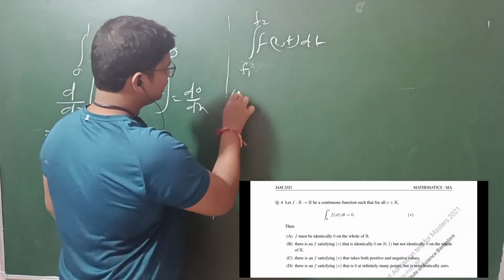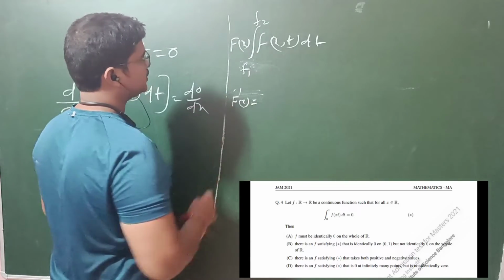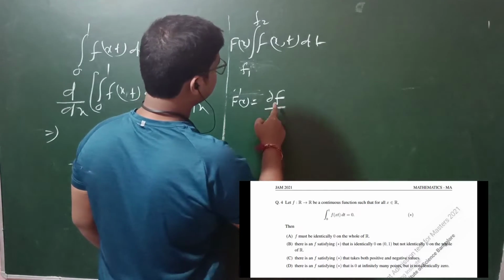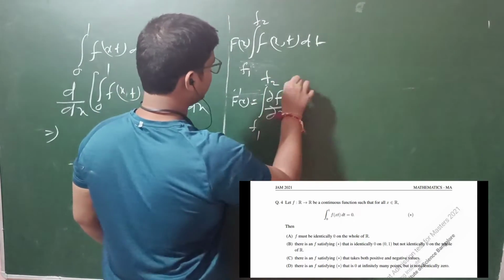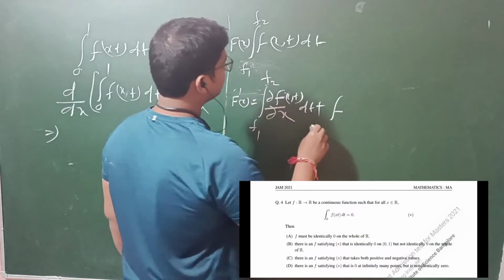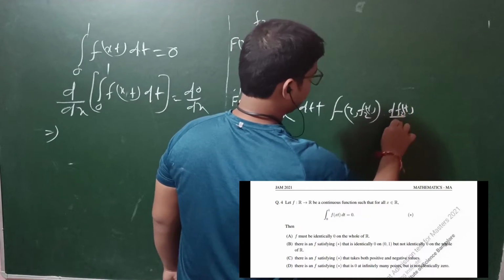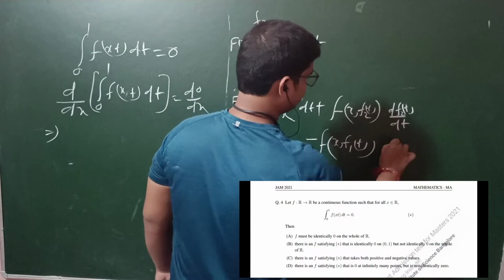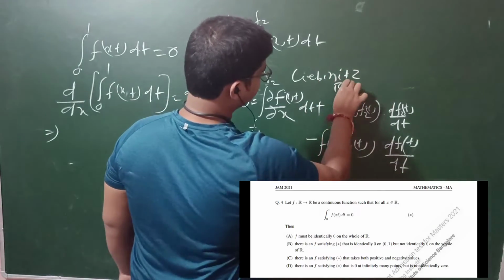Now if the function is the integral of f(x, t) dt from f1(x) to f2(x), then its derivative is the integral from f1 to f2 of del f by del x dt, plus f(x, f2) times d f2 by dx, minus f(x, f1) times d f1 by dx. This is called the Leibniz rule.